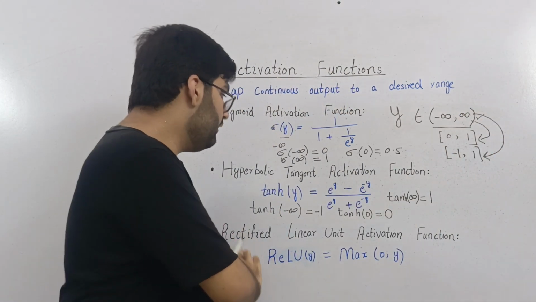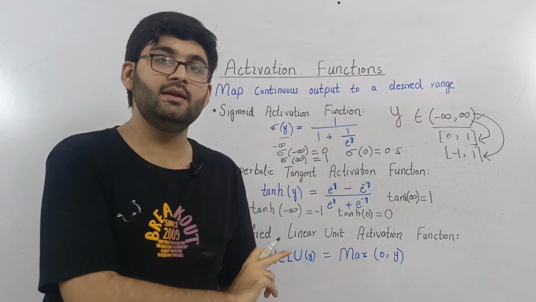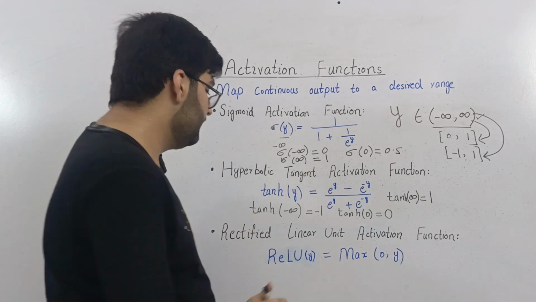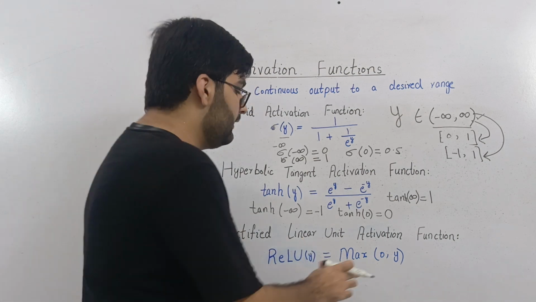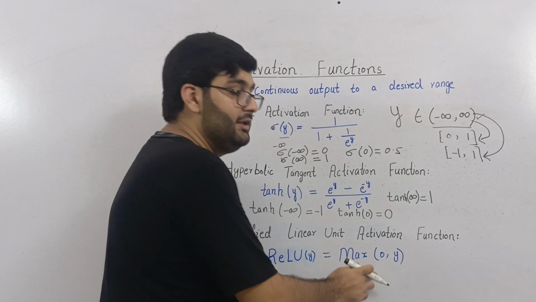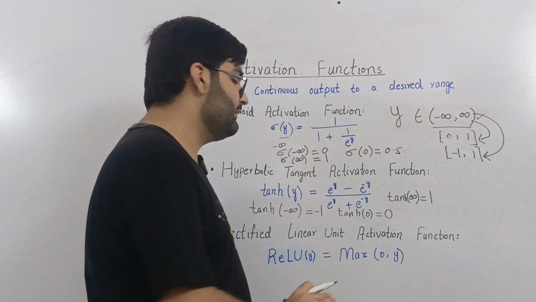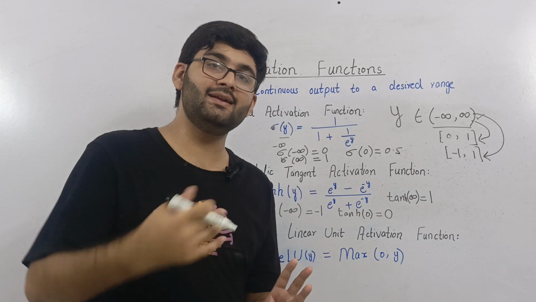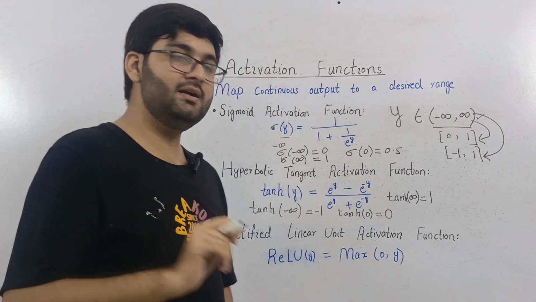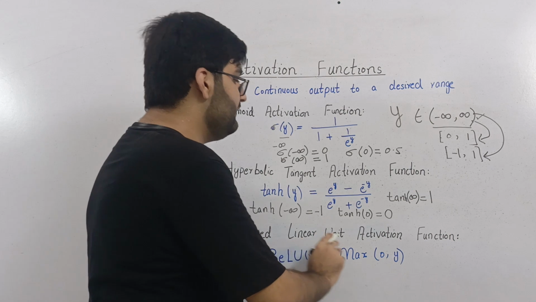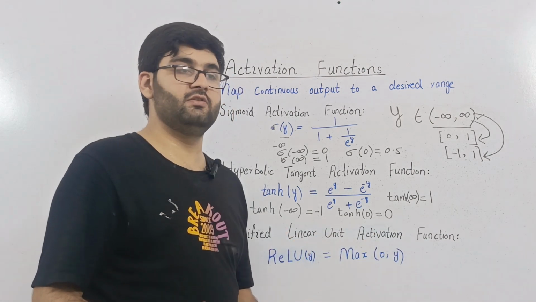The third type of activation function is the rectified linear unit activation function. What it does is simply it will convert every value less than 0 into a 0, and any value greater than 0 will remain the same. So the third type is the rectified linear unit activation function. There are many other activation functions.